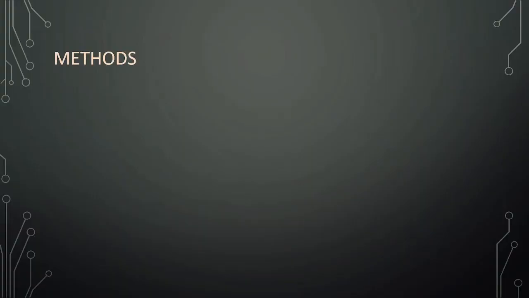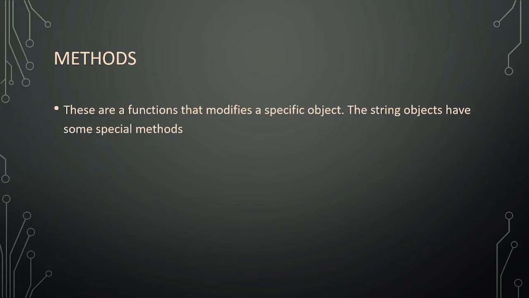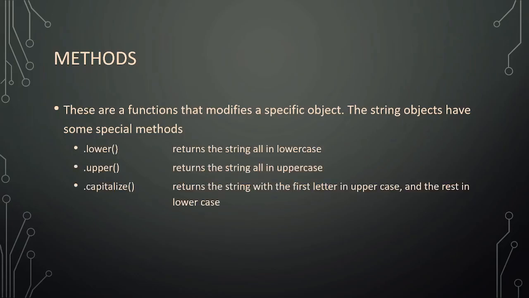Now, methods are just special functions that happen with specific objects. The string object that we've been working with for this video has a bunch of functions that are specific for only it. And we access those functions by typing in the variable name and then putting a full stop and then the function we want to actually operate on for that variable. So here's an example of 3 of them.